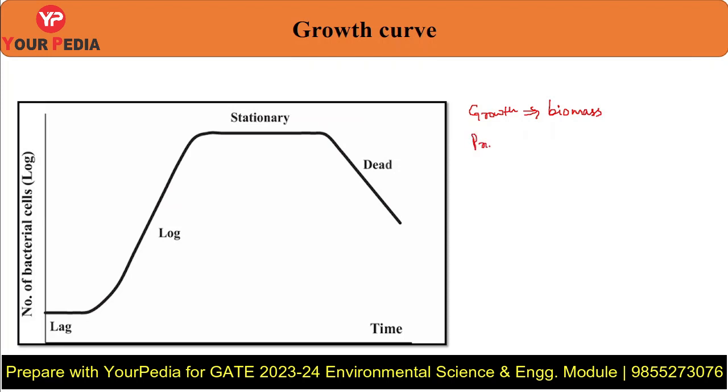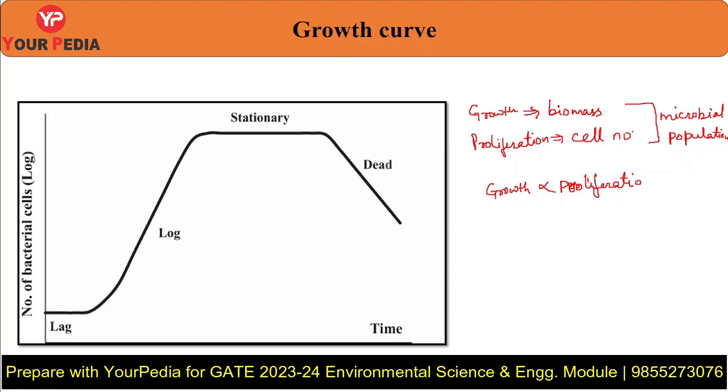And proliferation means the growth in cell number of that microbial population. All right. Both of these terms signify growth only, growth in either the biomass or the cell number. These two terms have to be in conjugation with each other. Growth should be directly proportional to proliferation for a balanced growth.